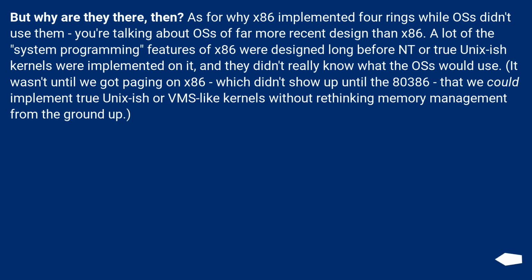But why are they there, then? As for why x86 implemented 4 rings while OSes didn't use them, you're talking about OSes of far more recent design than x86. A lot of the system programming features of x86 were designed long before NT or true Unix-ish kernels were implemented on it, and they didn't really know what the OS would use. It wasn't until we got paging on x86, which didn't show up until the 80386, that we could implement true Unix-ish or VMS-like kernels without rethinking memory management from the ground up.